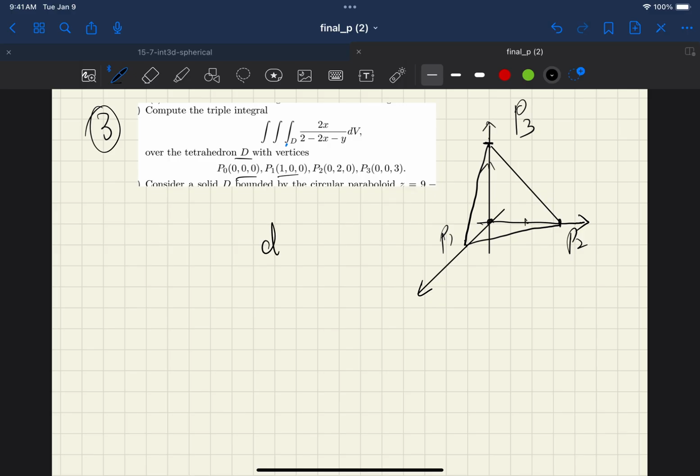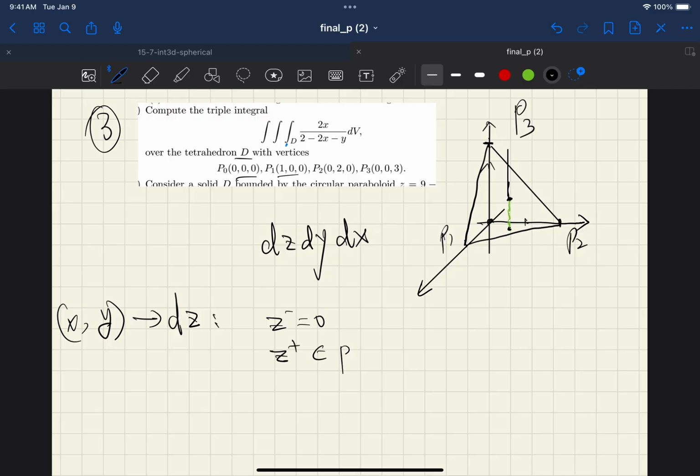So in this case, usually we go dz, dy, dx. In other words, the first thing you look at is when I fix x, y, then look for the change of z. So think of this as xy, and you're going to put a stick here, and then it's going out. So the vertical stick starts from z minus equals 0 and ends at this point, z plus, from this plane equation determined by P1, P2, P3, right?